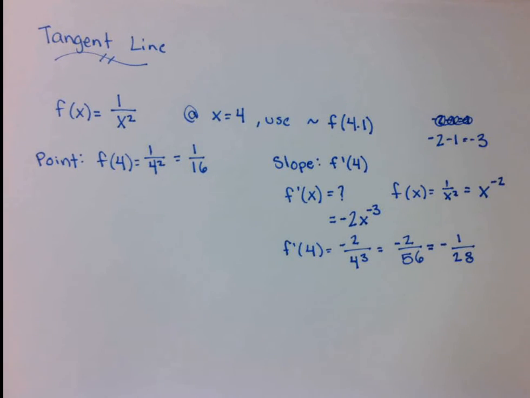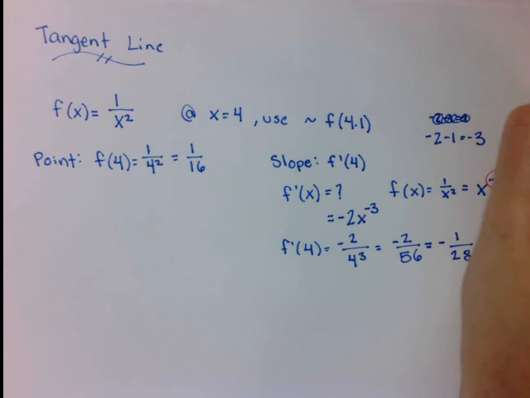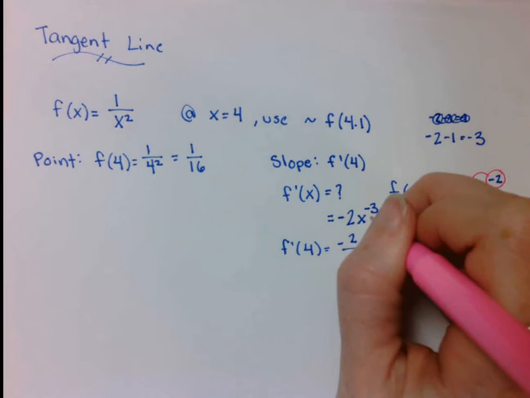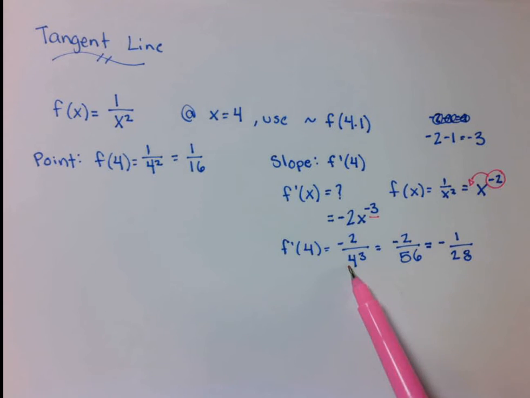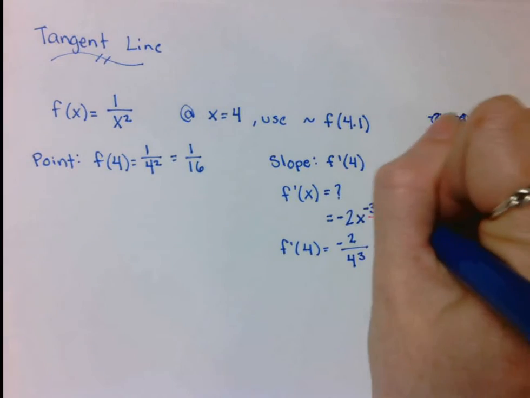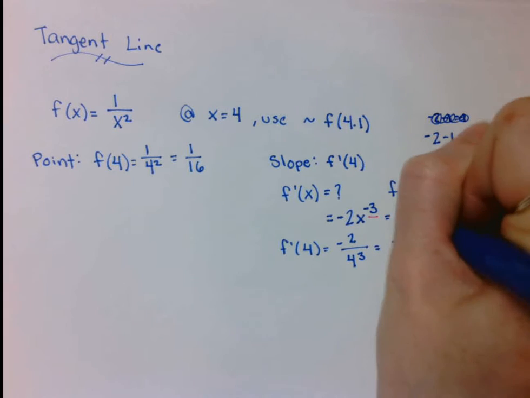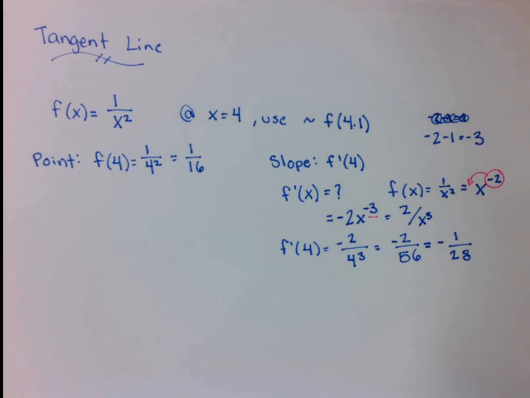Did you get the negative 2x to the negative 3 by doing that? Yeah, our power rule. I took my exponent, brought it down into the front, and then reduced it by 1. No, I mean, how did you get it to the bottom, negative 2 over 4 cubed? Oh yeah, I did the inverse of our rule here, because this is the same as 2 over x cubed.